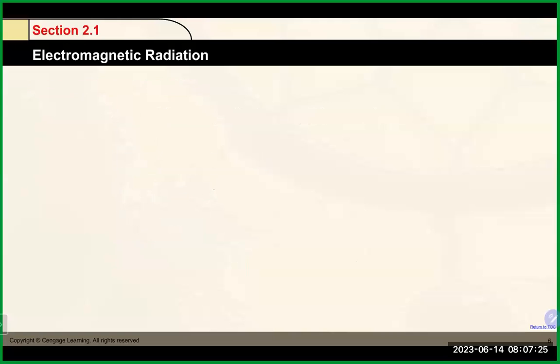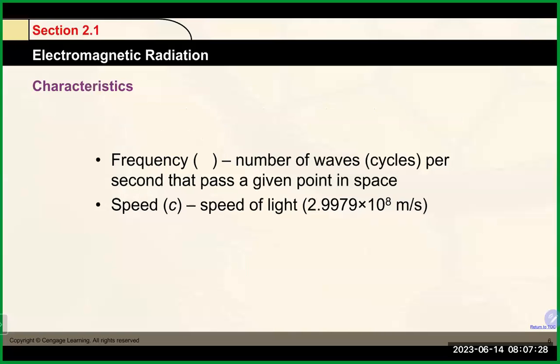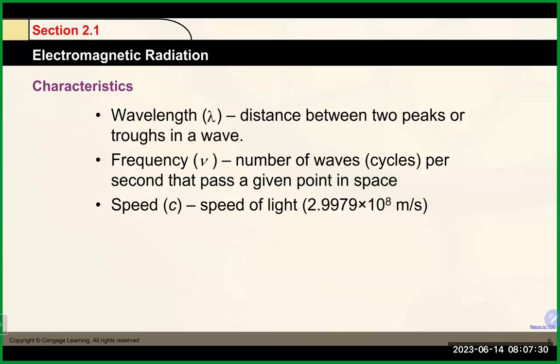So the wavelength is again lambda, the distance between two peaks or two troughs. The frequency, which is nu, which is what that symbol is, not really a V, is the number of waves per cycle per second that pass through a particular point. And one of the characteristics of waves in electromagnetic radiation is the speed of light, which is 3 times 10 to the 8. I personally use the more rounded number of 3 times 10 to the 8 meters per second, and that's the speed of light.